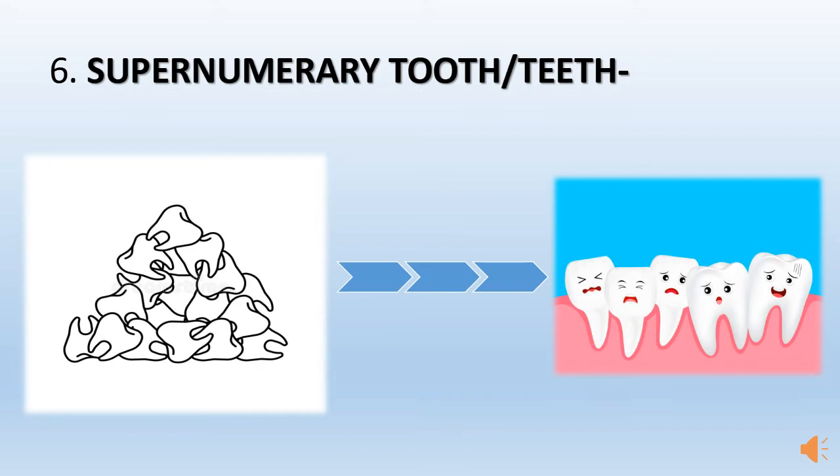Okay, so you might find this point quite weird, but this really happens. And I've seen many cases in my clinical practice also. So this is called supernumerary tooth. That means in your milk teeth, you have 20 teeth, and in your permanent teeth set, you have 32 teeth.